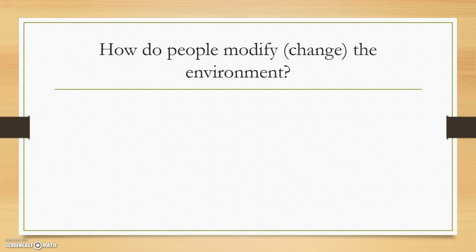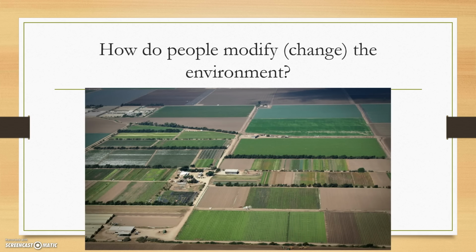Usually what we talk about with human-environment interaction is how people modify or change the environment around them. And those are the most obvious examples. So even with farmers' fields, and there's an aerial photograph of farms, even though it looks very natural in terms of having a lot of plant life and trees and stuff like that, that land has been changed.